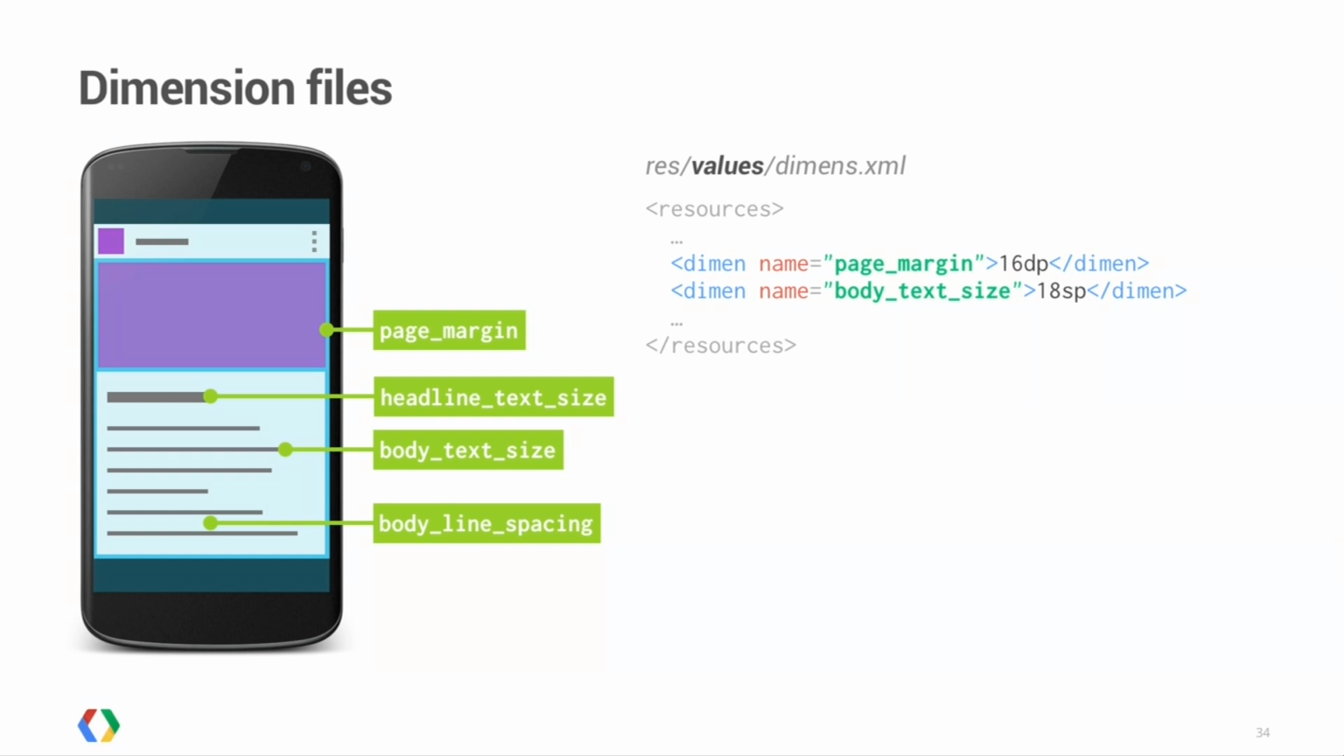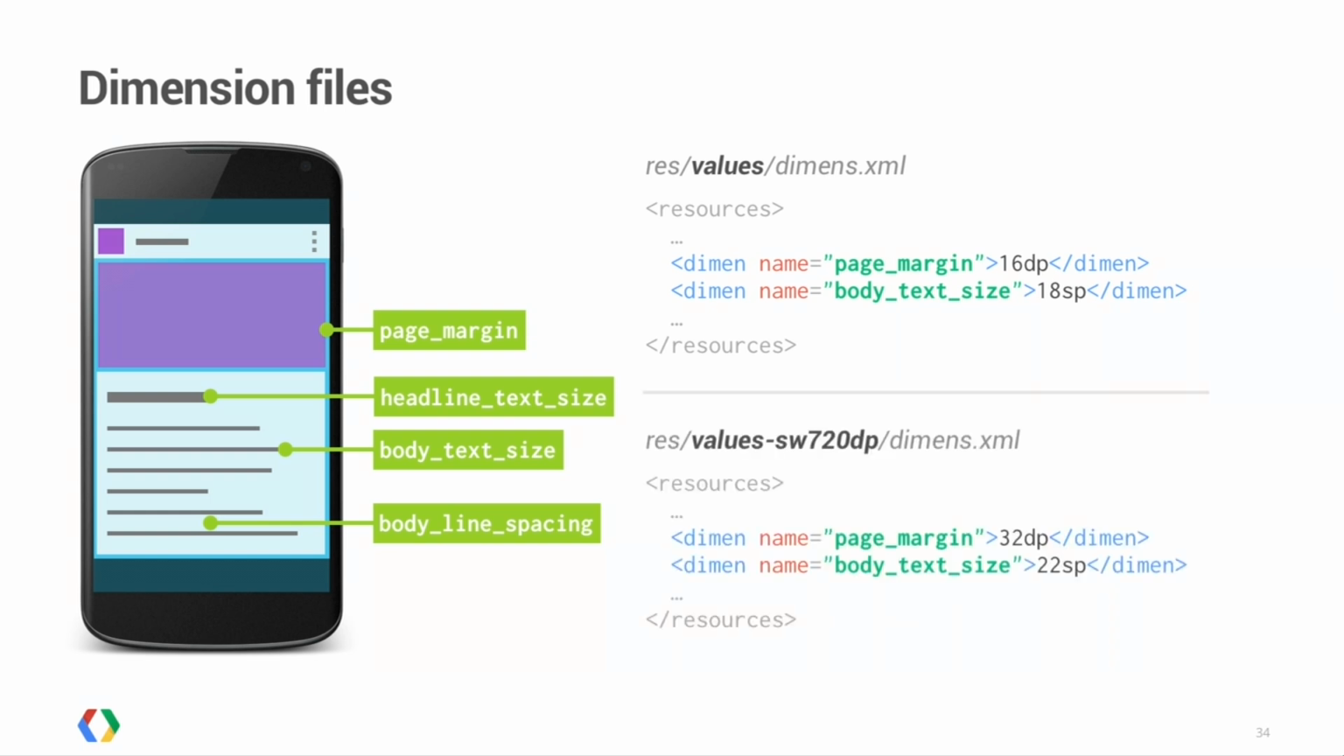So here's an example where I've defined these standard dimensions for text sizes and margins and line spacing, for example, and defined them in this dimensions file and use them throughout the application, different screens. And then on a larger device, I can provide different sizes. So it's really simple to use the same layout, but just bump up the text sizes or the margin sizes or line spacing to get a better experience on a larger device.